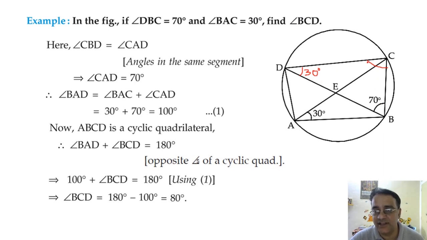The sum of these three angles is 180 degree. So 180 minus 100, 80 degree. Okay, in both ways you can do. Any doubt in this question? No, sir.